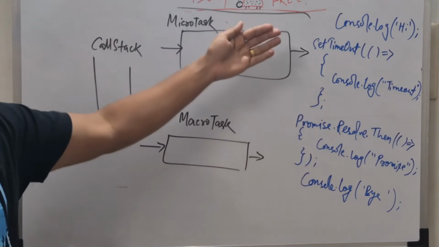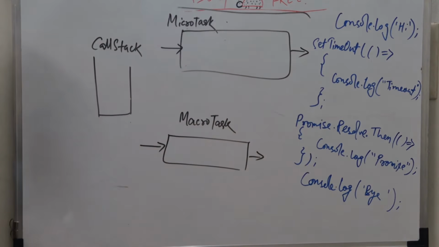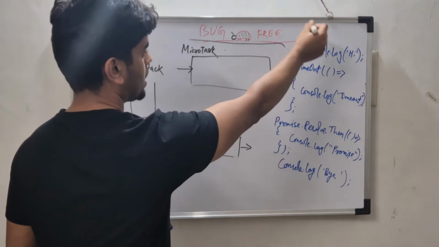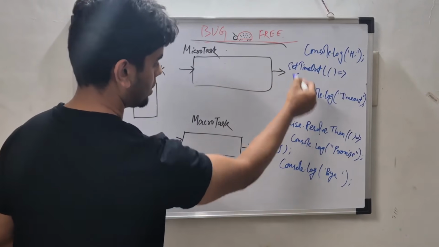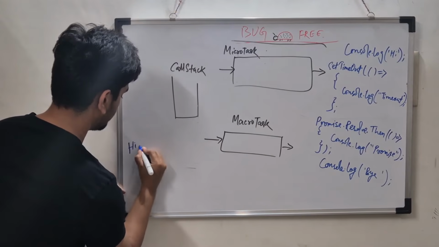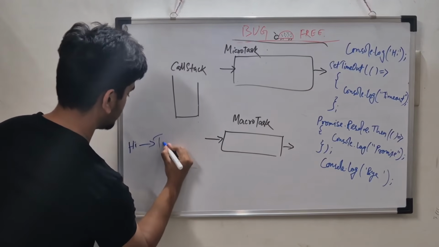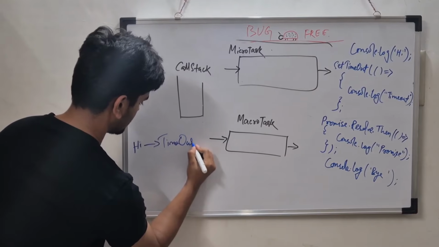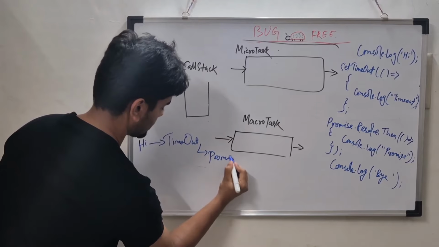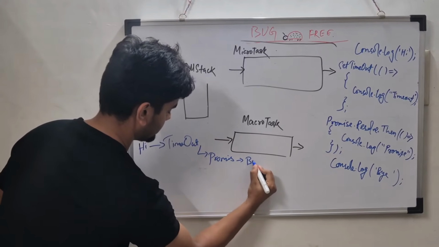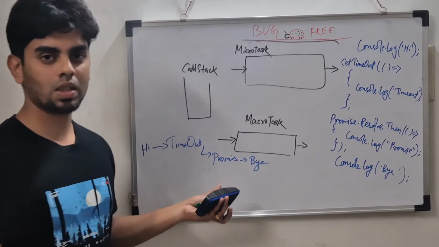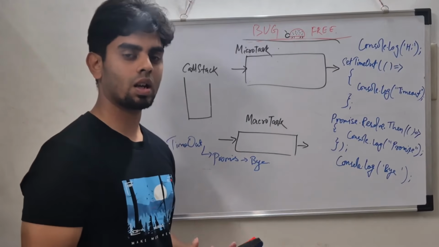So what will be the output for this? As JavaScript is a synchronous language, we will think it will start from the top and execute in a straight line. For example, the output will be hi, then timeout, followed by promise, then at last bye. This will be the answer given by most JavaScript developers who don't know the concept of the event loop.